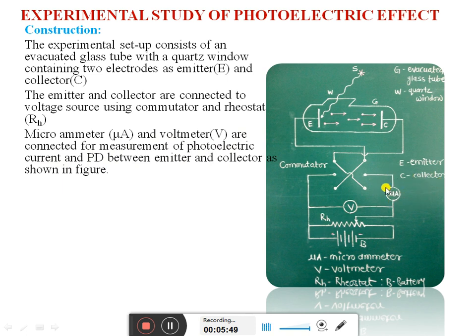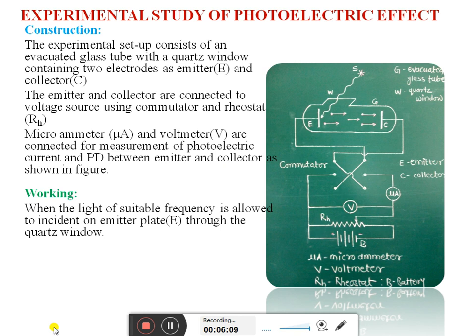Here the microammeter is used for measurement of current in the circuit and the voltmeter is used for measurement of potential difference in the circuit. These two meters are connected for measurement of respective quantities. Now we have to discuss the working, how the circuit action takes place.